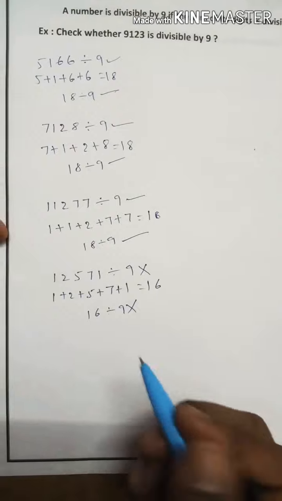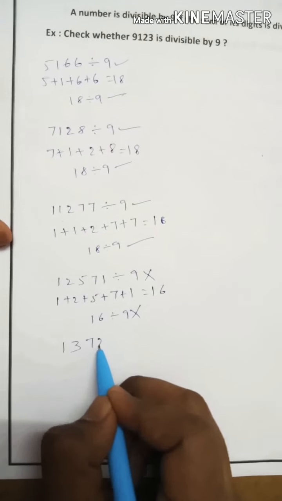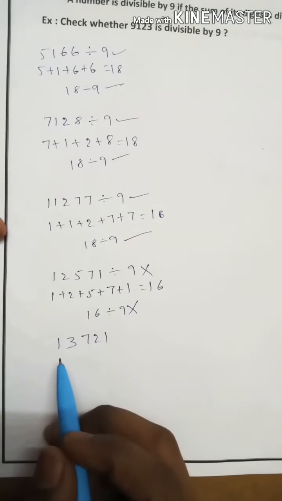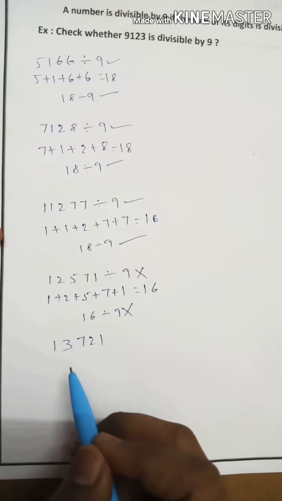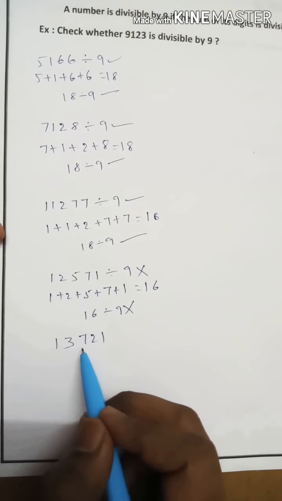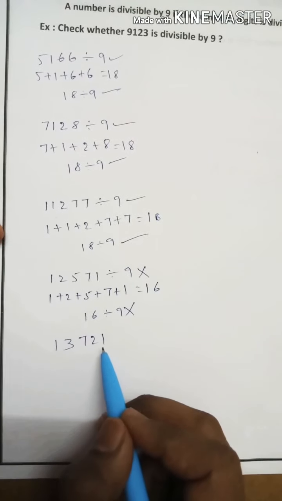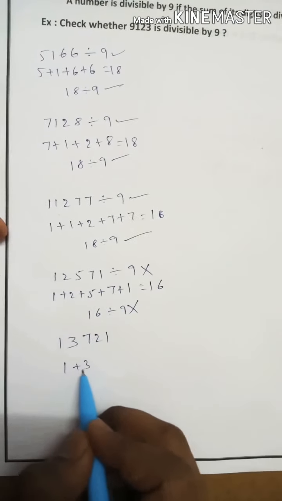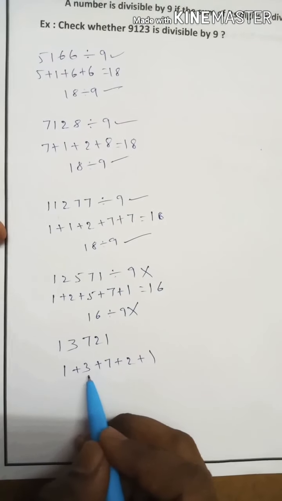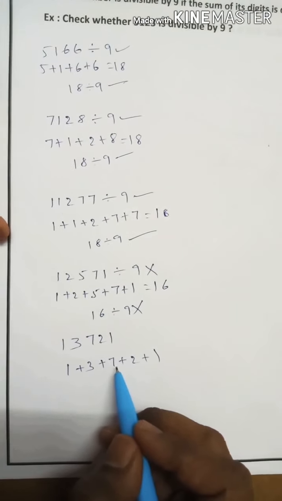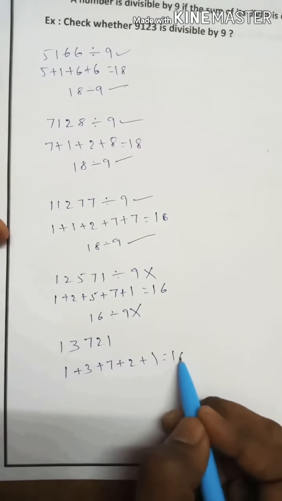Okay, let us take one more number. Here I have taken 13,721. Again in this number also we have 5 digits. What are they? 1, 3, 7, 2, 1. Now let us add the digits present in this number. 1 plus 3 plus 7 plus 2 plus 1. 1 plus 3, 4. 4 plus 7, 11. 11 plus 2, 13. 13 plus 1, 14.